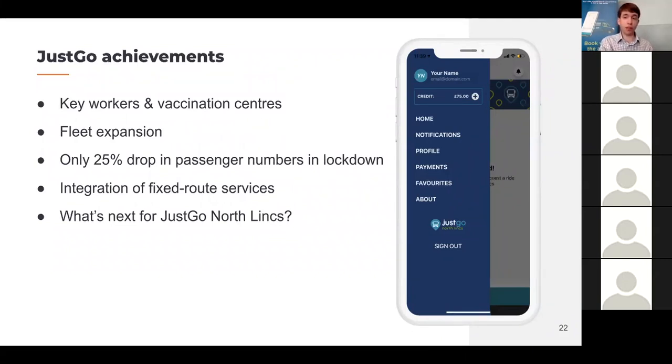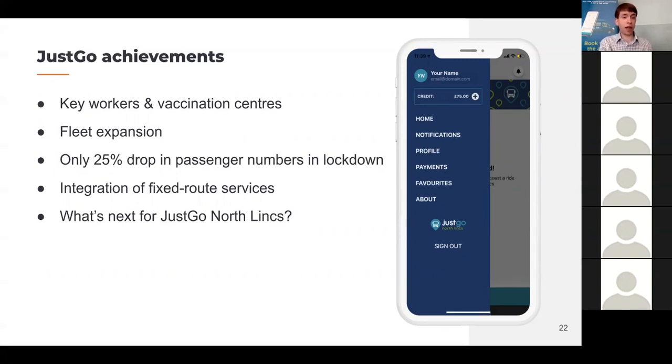And this could be improved further by giving times of the nearest bus within the app itself, and we are exploring this too. And finally, what's next for Just Go North Links? Well, with the recent Rural Mobility Fund, we're exploring with North Lincolnshire Council options around evening buses and buses on Sundays, where there are currently very few across the county.